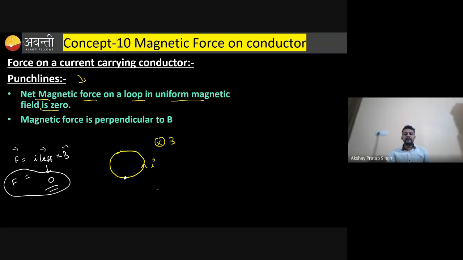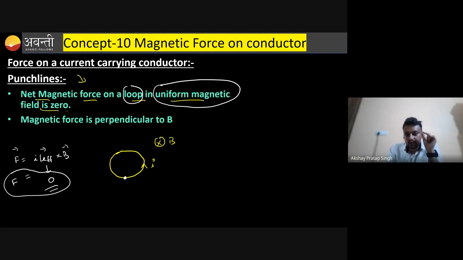So what is the statement? Whenever they are talking about a uniform field, try to capture the words. They are talking about a uniform field and a loop, so the magnetic force is always going to be zero. Is this statement clear? The second statement is quite obvious, I will not explain it. Magnetic force is perpendicular to the magnetic field. I don't need to tell you actually.